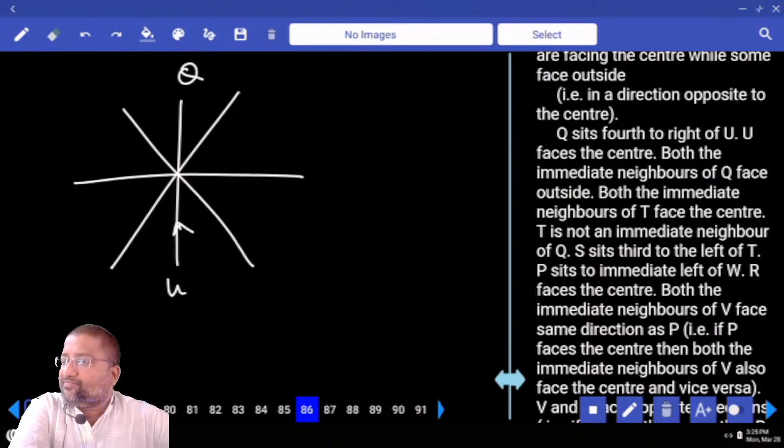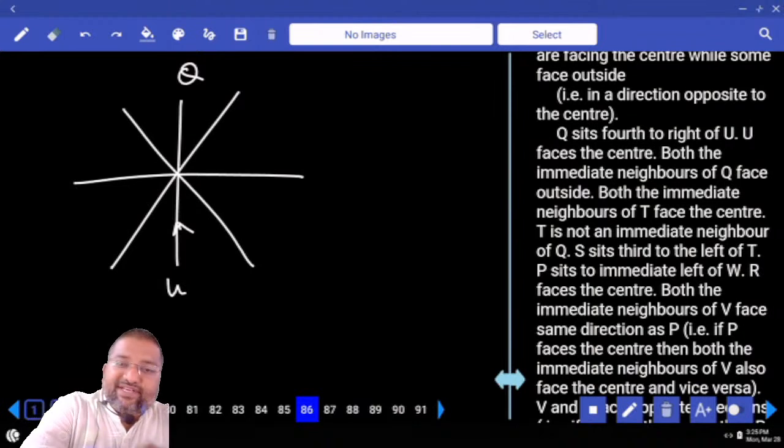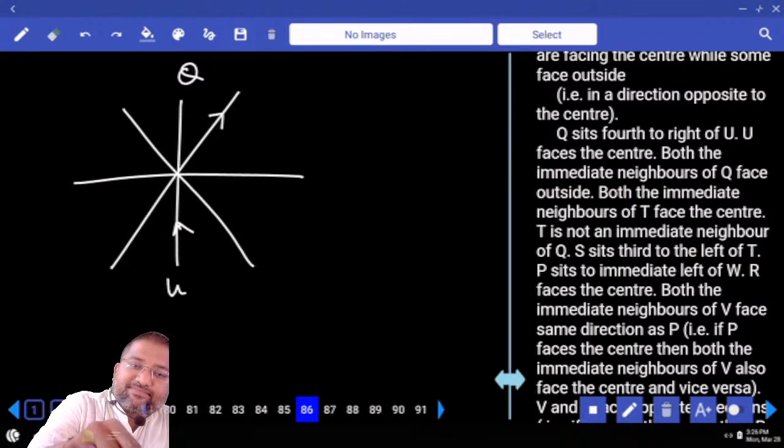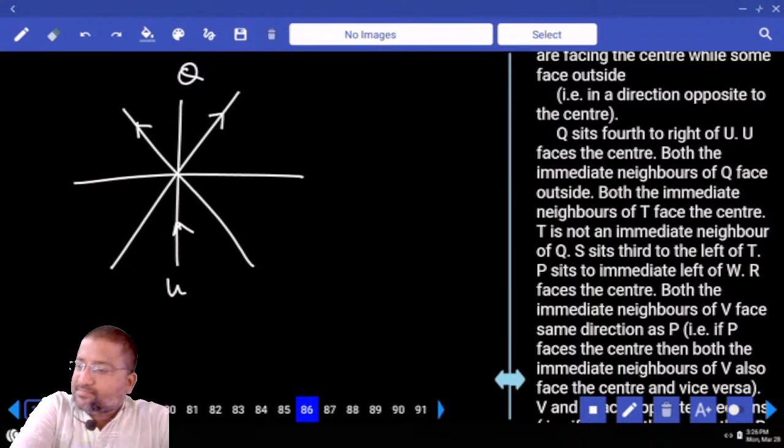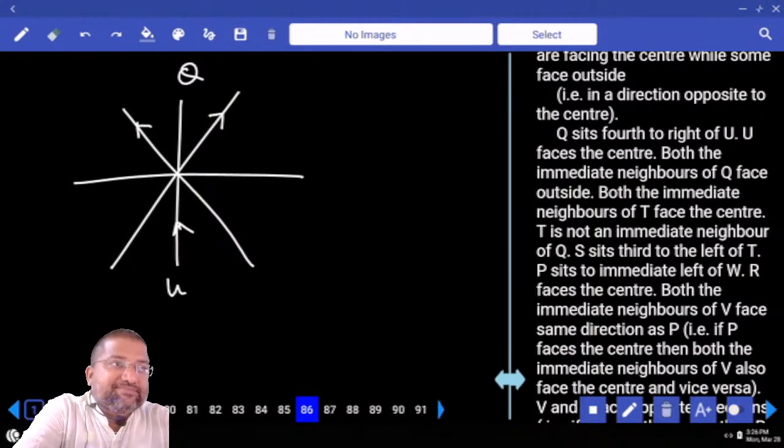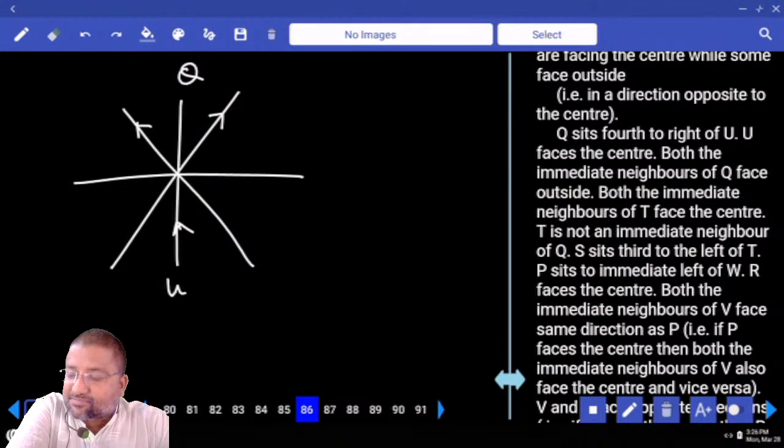Both the immediate neighbors of Q face outside. Next. Both the immediate neighbors of T face center. Now he is talking about the neighbors of T, the neighbors of T who are facing center.